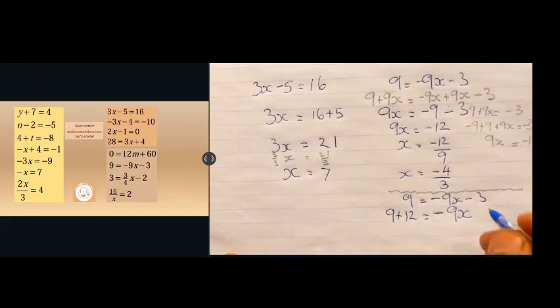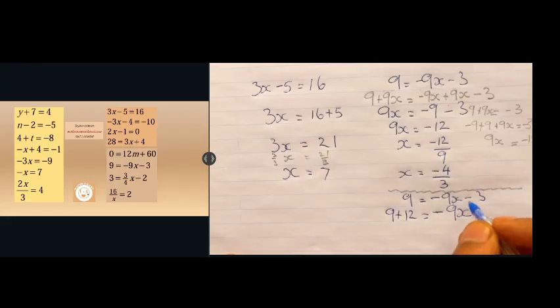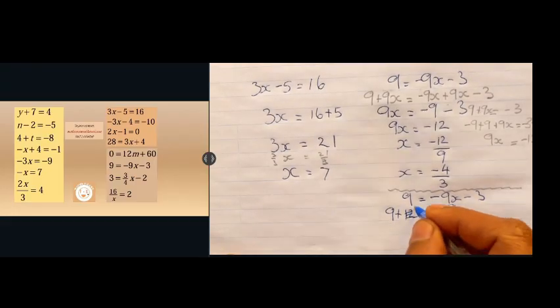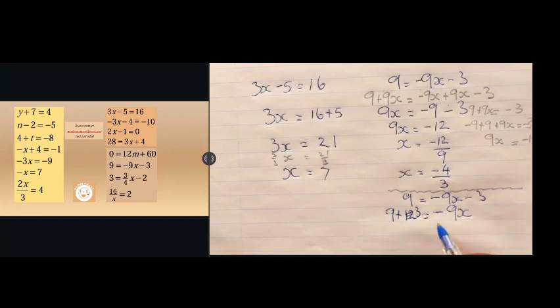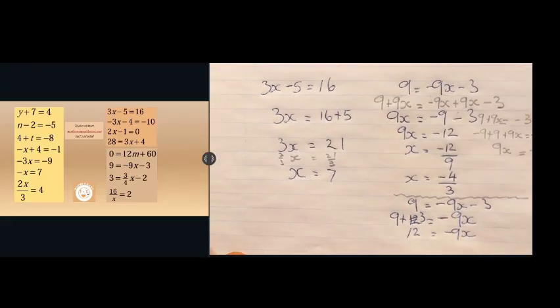Yeah, but when we look at this, I want to add the 3. You see, I'm already a step ahead in my mind. So this 3 there, I want to bring it this side. So let me do this. It's going to become positive 3. Okay. Then what will I have? I will have a 12 and a negative 9x.